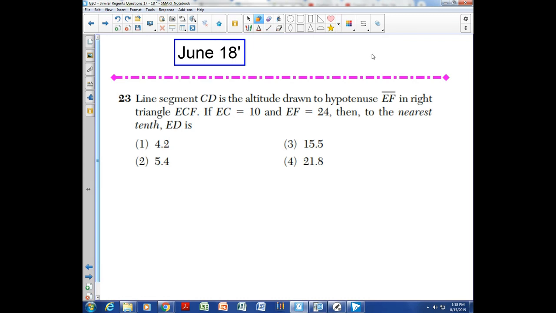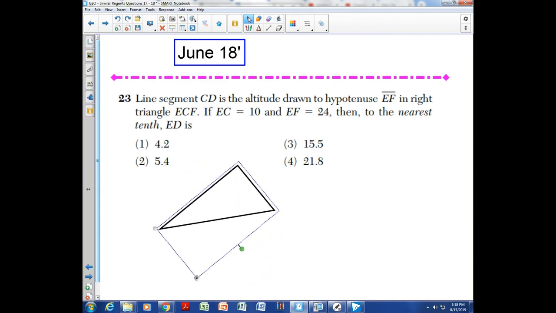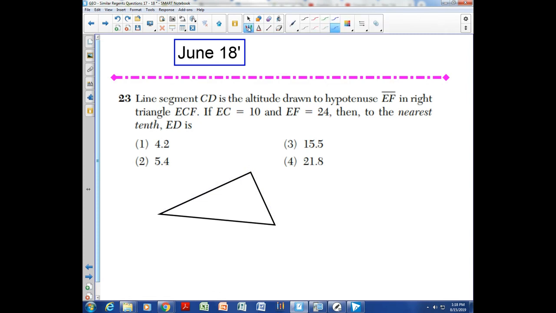So what I'm going to do here is draw a right triangle. And usually, not all the time, but sometimes it's more helpful to think of these problems as a right triangle kind of turned upside down. Remembering that this is the right angle, and that we're dropping down, and altitude means it's perpendicular to our base, meaning that these are also right angles. Well, it says line segment CD is drawn to hypotenuse EF. So the hypotenuse has to be down here. So here's EF, and if that was a triangle ECF, that means C is up here. And that means that CD would be down here.